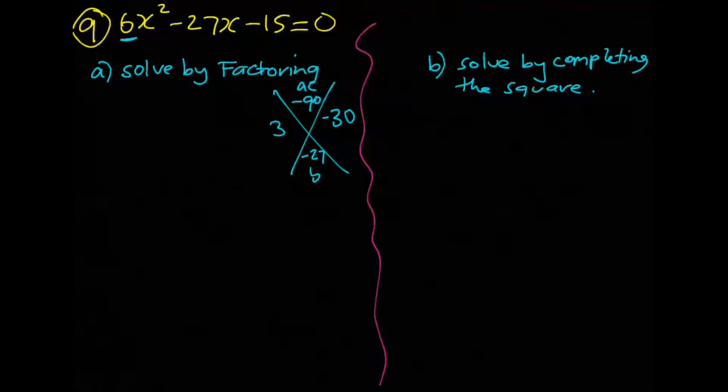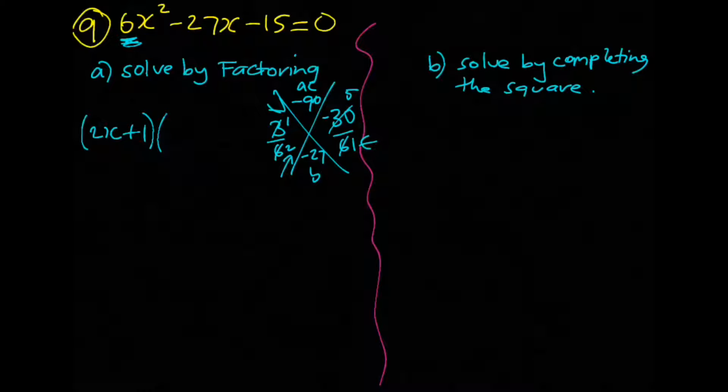That was simple. Now we need to divide both sides by 6 because of this value up here. And then we break it down. So we've got 1 on 2 and we've got 5 on 1. So now we've got in brackets 2x plus 1 times 1x, and that's meant to be a minus there, minus 5. Using the null factor law, that gives us x equals negative a half, or x equals 5.